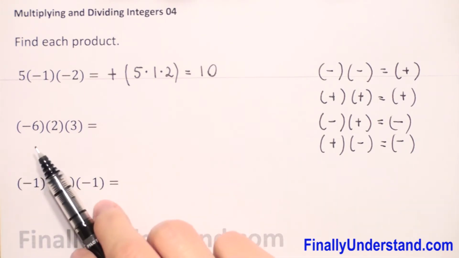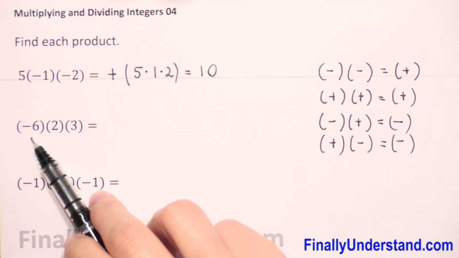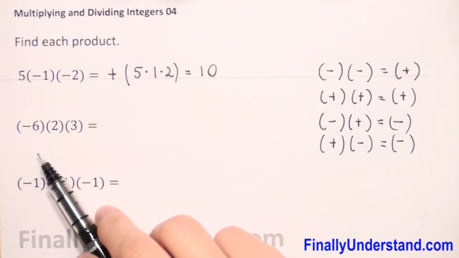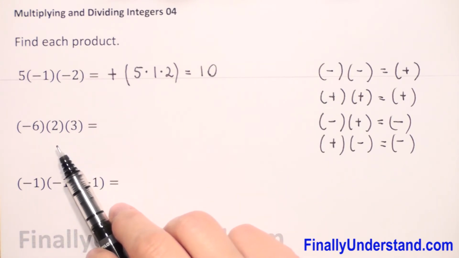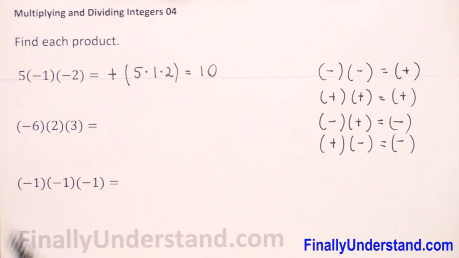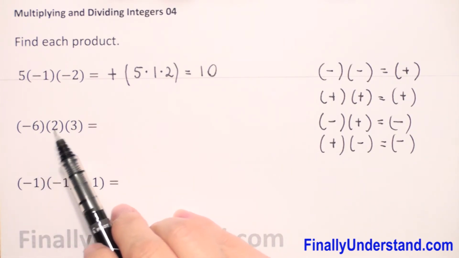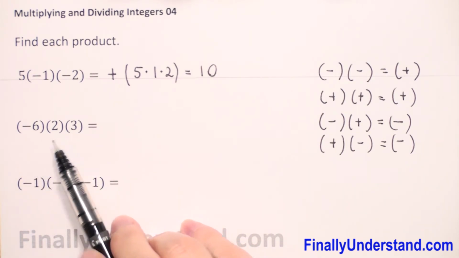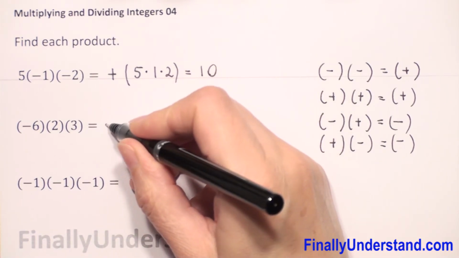Because we have multiplication here, it doesn't matter which number we multiply first. So -6 times 2, or -6 times 3. It doesn't matter. When we have multiplication, you can multiply first 2 times 3. The result will be the same. So like I said, first we check the sign. We have negative. Both of these two numbers are positive, so we have negative times positive. So negative times positive, the answer is always negative.